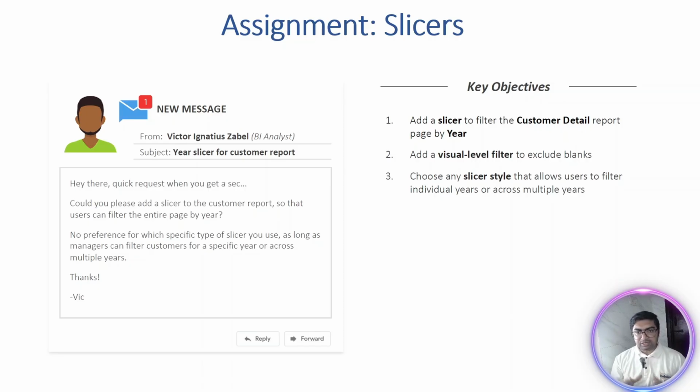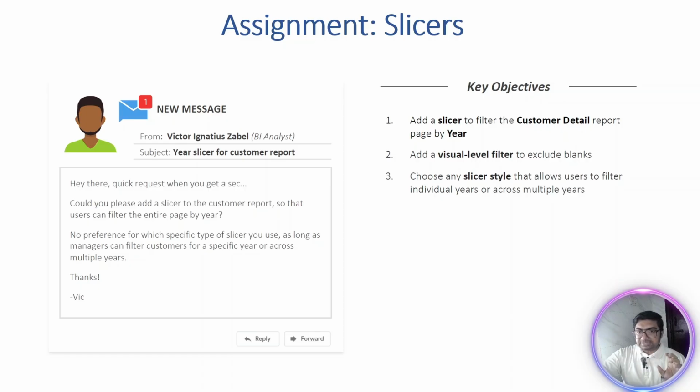Let's suppose you're working in a company and your senior manager from the BI team sends you a message. He wants you to add a slicer in the report so that users can filter the entire page by year. He doesn't specify the slicer, so first think about what key objectives I need to perform to fulfill this task.